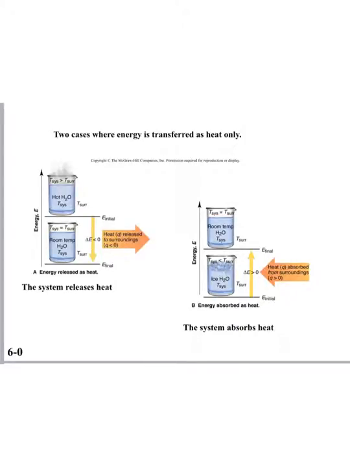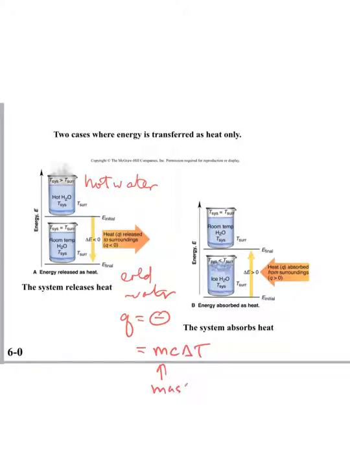Here's two cases where energy is transferred just as heat. So this is hot water, and this is cold water. And you would say the Q is going to be negative because it lost energy. We'll learn an equation, mc delta T. The m is the mass of the water. The C is the specific heat capacity of the water, and delta T is the change in temperature. It's the T final minus T initial.